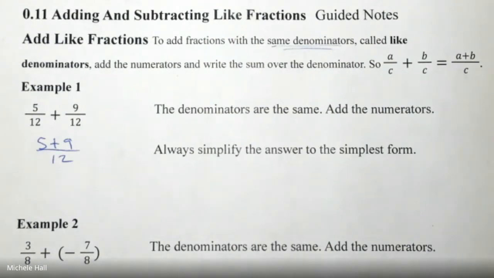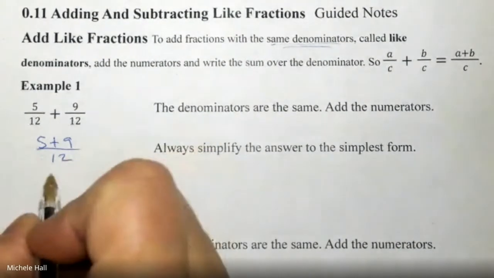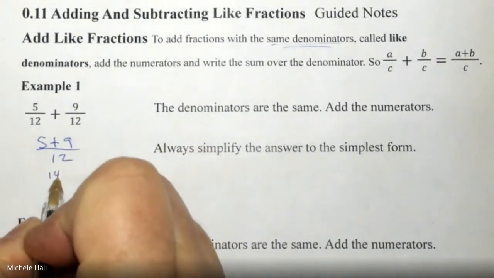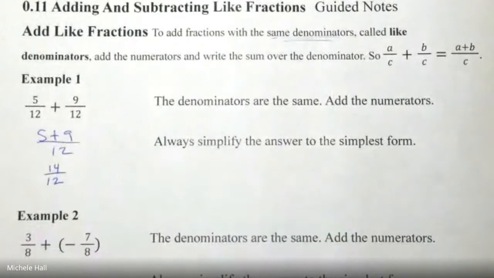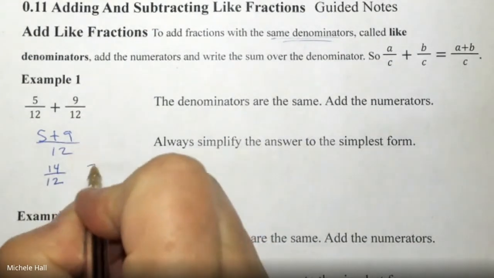And then you just add the numerators. 9 plus 5 is 14 divided by 12. Do I ever leave my answer like this? What's wrong with it? It's not simplified. So even if the directions don't say to simplify, you still have to simplify. What is the greatest common factor for 14 and 12? 2. They're both even. Cut them in half, and we get 7/6.